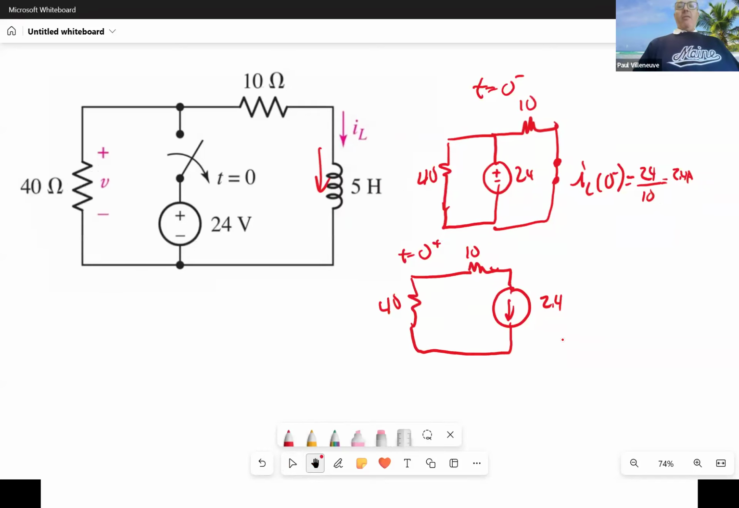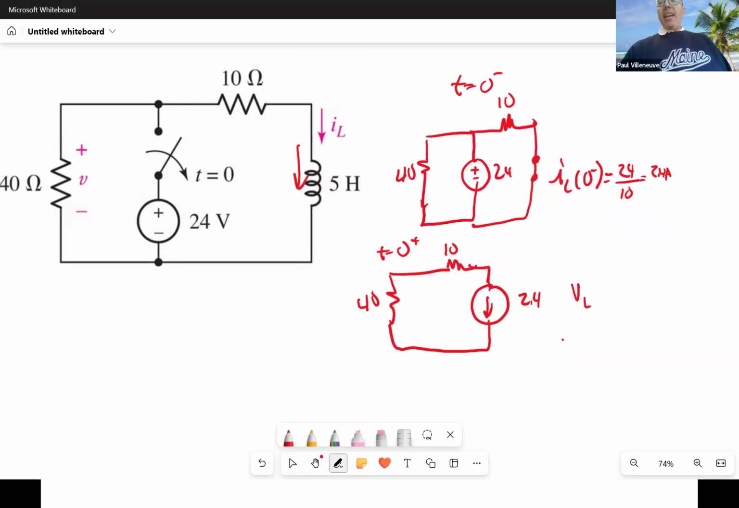So now, what is VL of zero plus going to be equal to? Or not VL, sorry. V40 of zero plus, because I'm not looking for the voltage across the inductor. I'm looking for the voltage across the 40 ohm resistor. So what is V40 of zero plus going to be equal to?